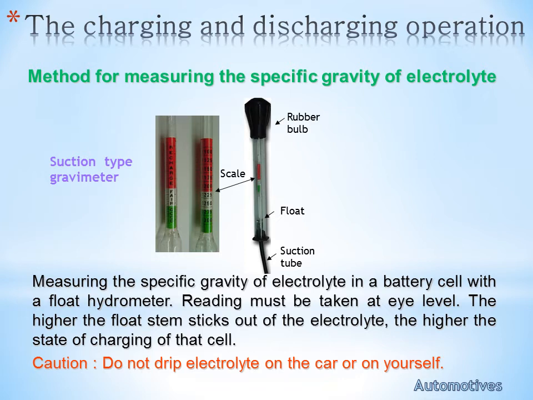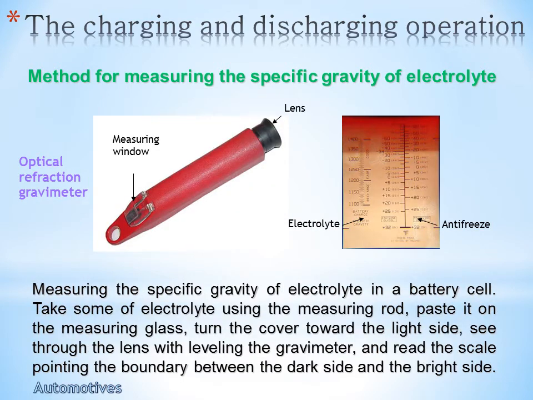The structure of the lead acid battery. Method for measuring the specific gravity of electrolyte. Measuring the specific gravity of electrolyte in a battery cell with a float hydrometer. Reading must be taken at eye level. The higher the float stem sticks out of the electrolyte, the higher the state of charging of that cell. Caution: do not drip electrolyte on the car or on yourself.